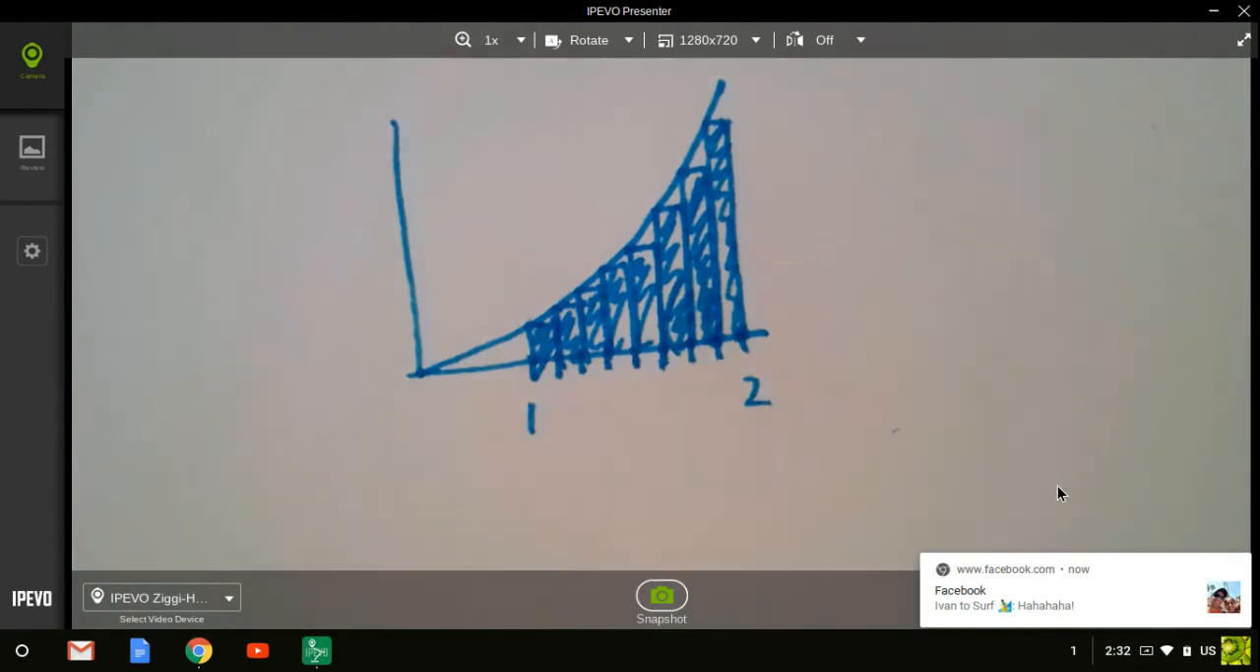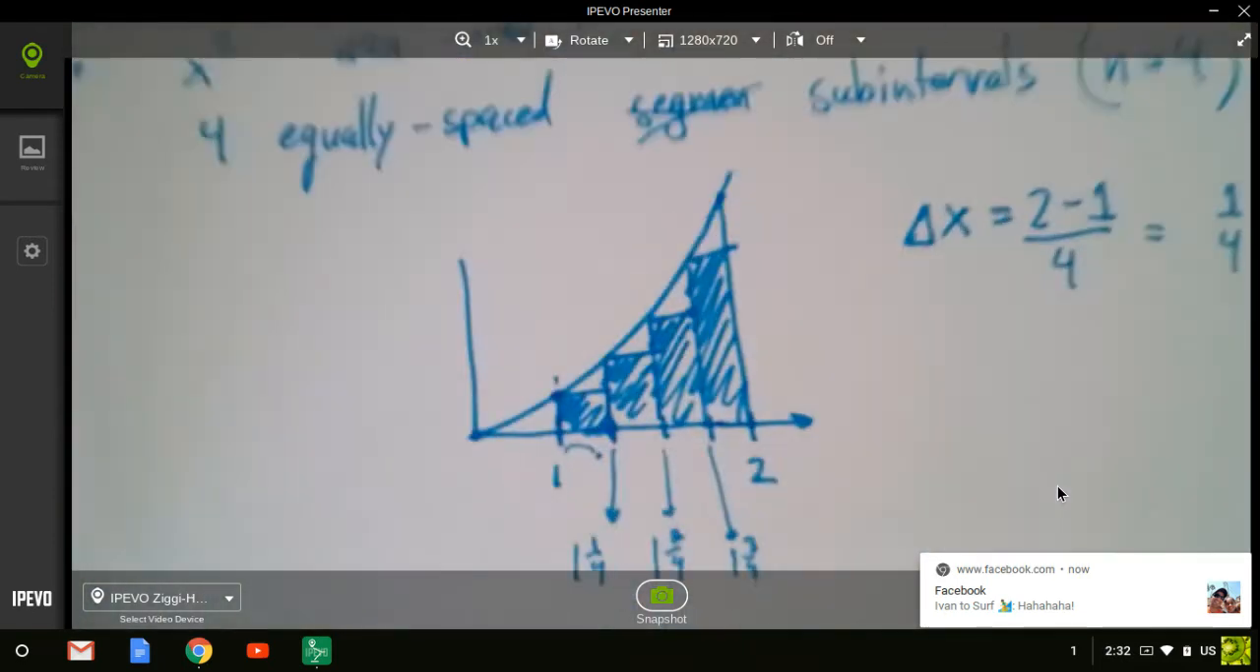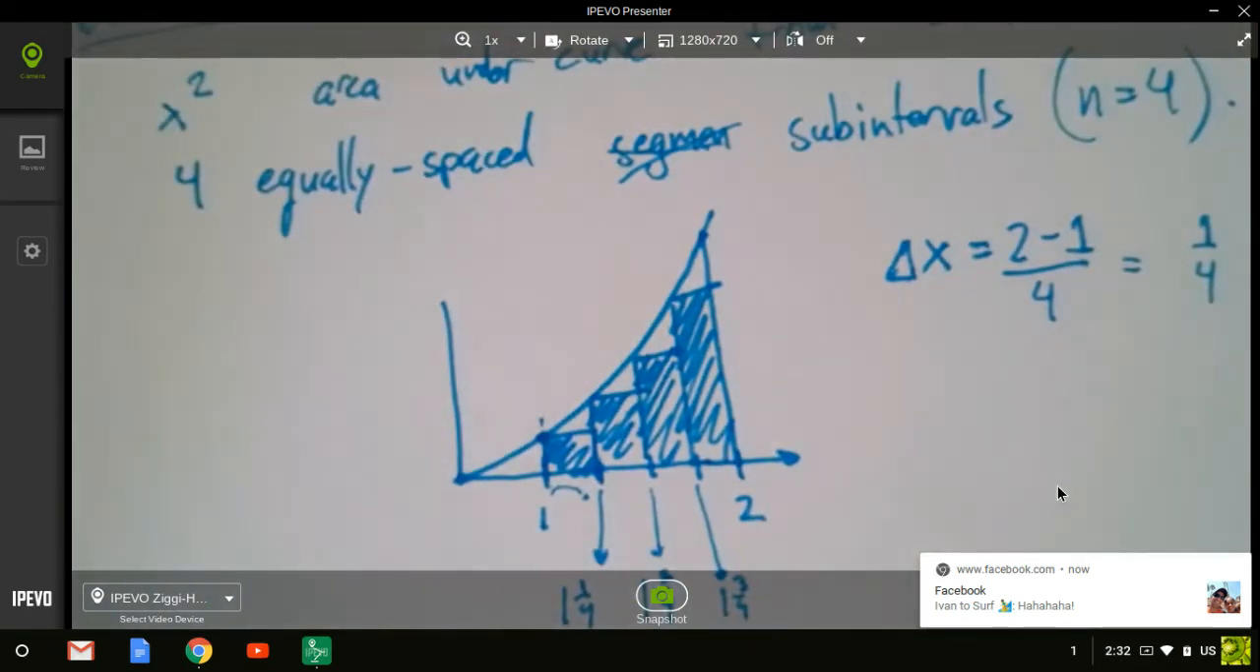Right. Okay. However, is this, would you say, the best shape rectangles in this instance?